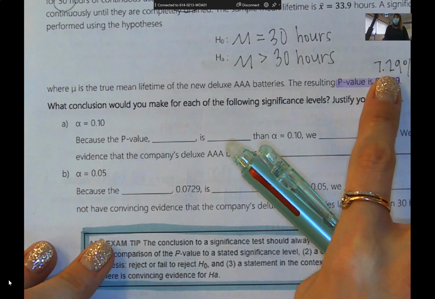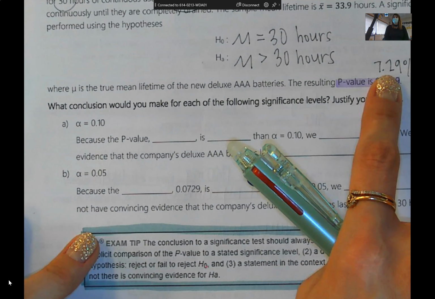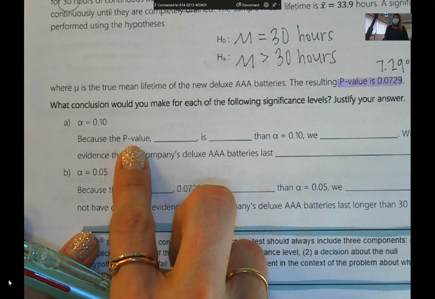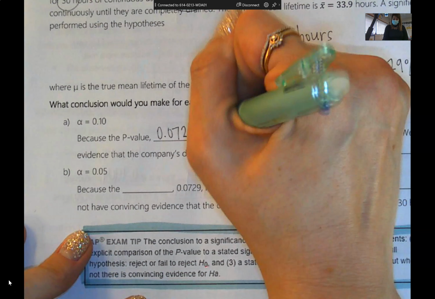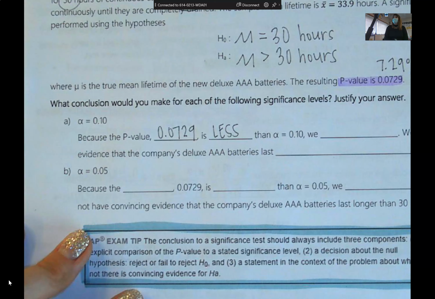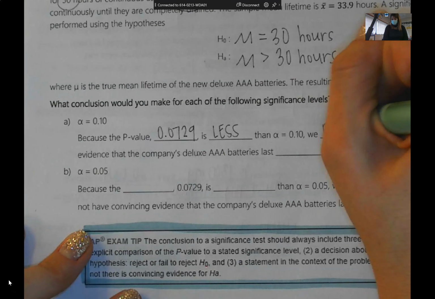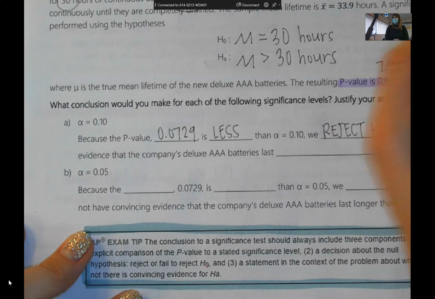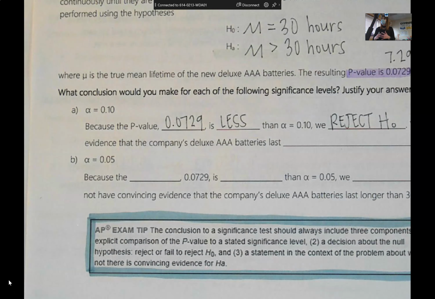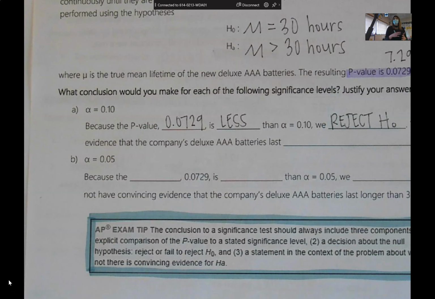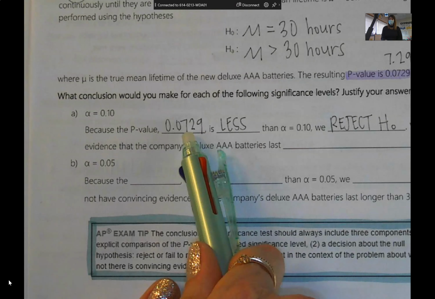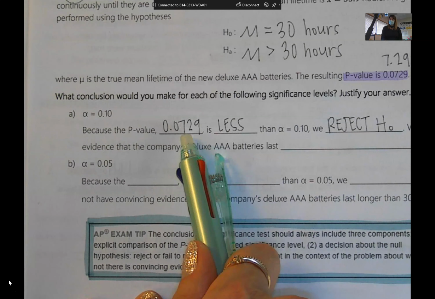Well, 7% is lower than 10. If the p-value is low, you reject. So because the p-value of 0.0729 is less than 10%, we reject the null. So we're saying the smallest our chance can be is 10%. And this one is even smaller. So we have to reject.